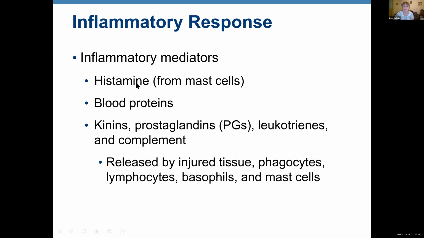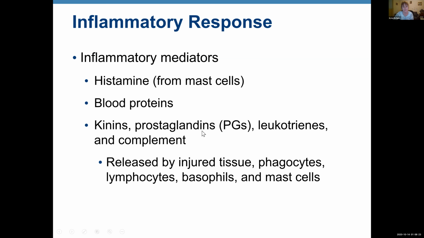Inflammatory mediators, histamine. Histamine, you probably already know that histamine causes the dilation of blood vessels. So histamine released from mast cells, blood proteins, right, that when capillaries dilate, you have blood proteins that are going to be delivered to the site of the injury, and it will include like kinins, prostaglandins. I don't know, in 50A, you should cover how prostaglandins are synthesized, right? They are synthesized from phospholipids of cell membrane, right?